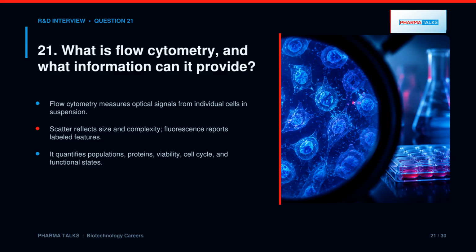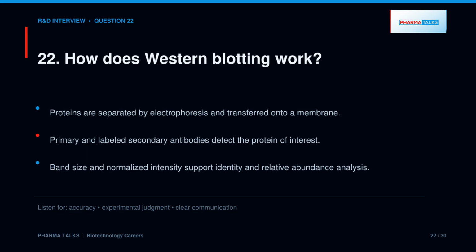Question 21. What is flow cytometry and what information can it provide? Flow cytometry analyzes individual cells as they pass through lasers in a fluid stream. Forward and side scatter provide information related to cell size and internal complexity. Fluorescent labels reveal proteins, viability, DNA content, or functional states. Careful controls, compensation, and a logical gating strategy are essential for reliable interpretation.